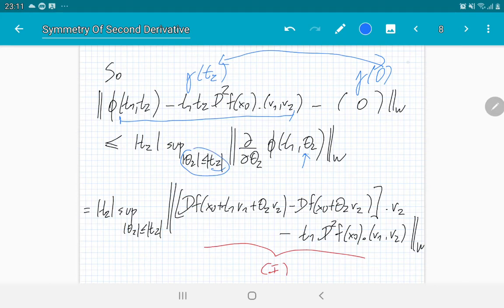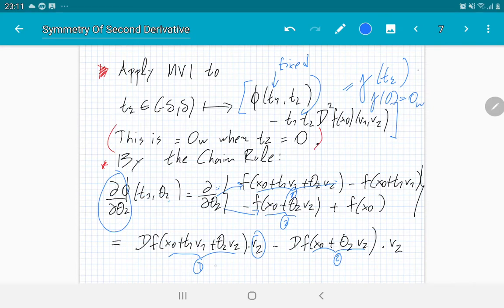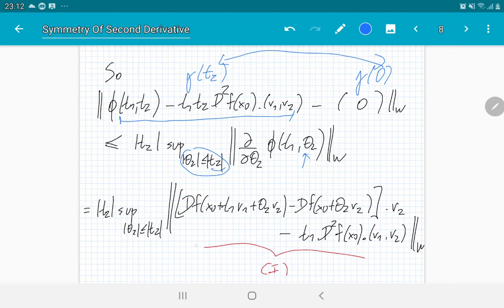And I have the formula for the derivative, right? So I have the derivative over here. And of course, I can put these terms together just because I know I can add and subtract linear transformations. Of course, the Fréchet derivative is a linear transformation. So I have two linear transformations here applied to the same vector v2. And this is what I get. So it's a sup over theta 2 less than t2. And now I have to look at this term.